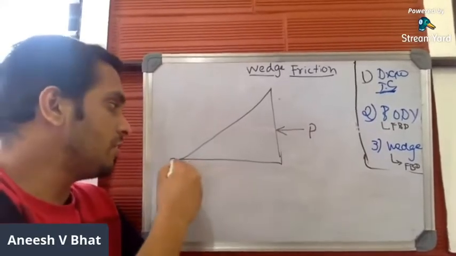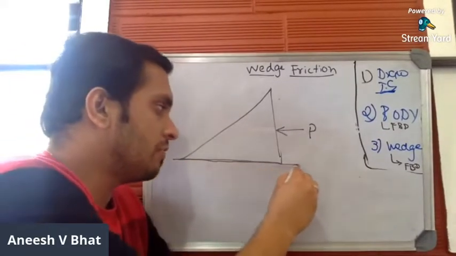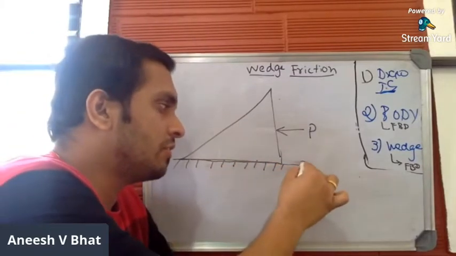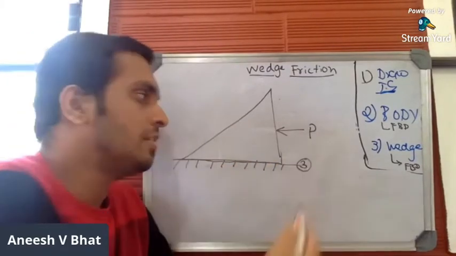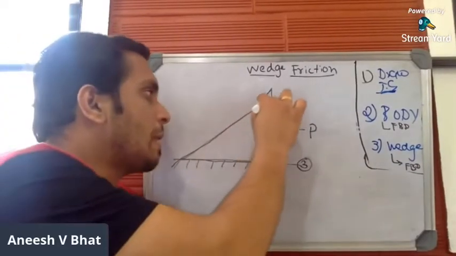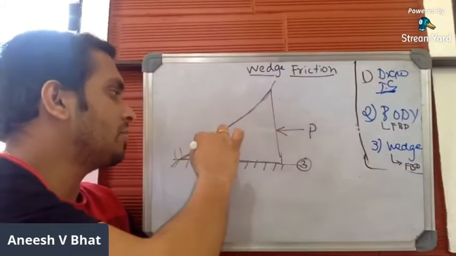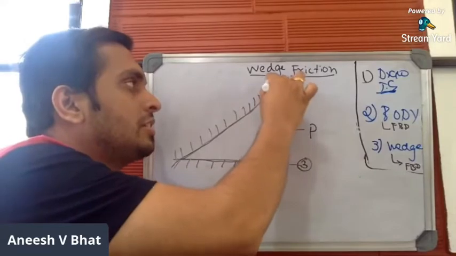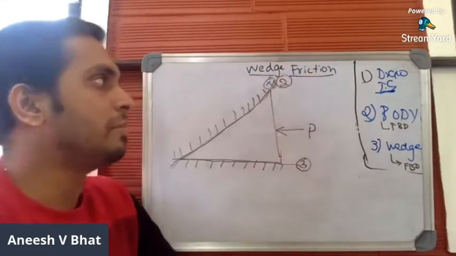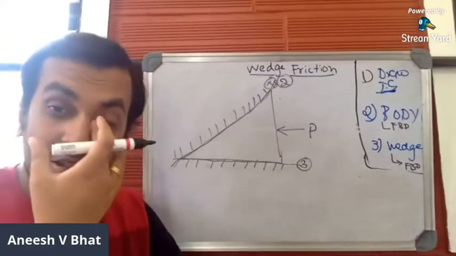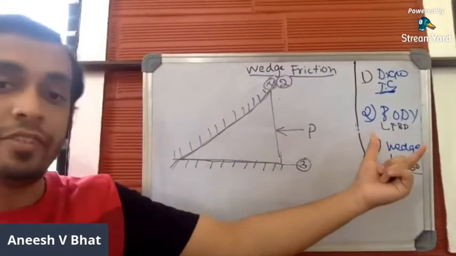Now, the wedge is in contact with the horizontal surface, and we have considered the horizontal surface as surface number 3. The wedge is in contact with the imaginary surface as well, which we have marked as surface number 2. Again, you have to draw the free body diagram of the wedge.